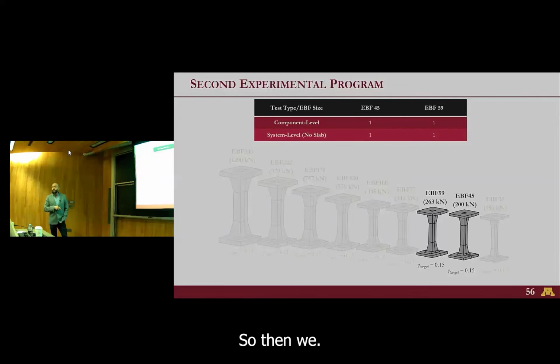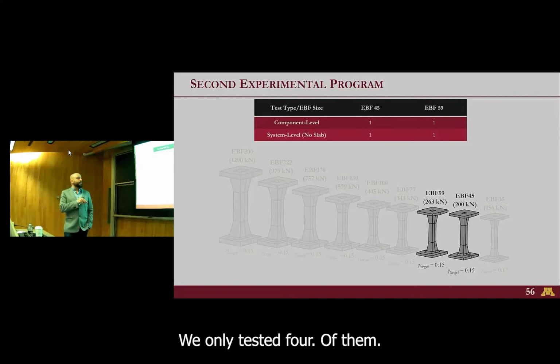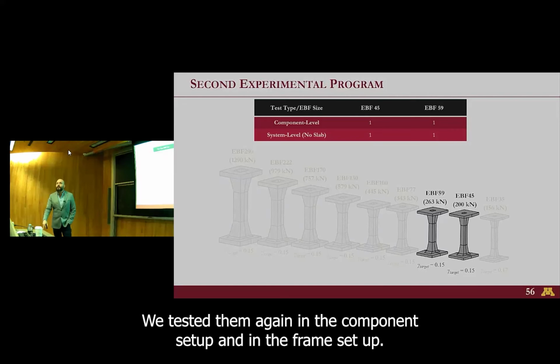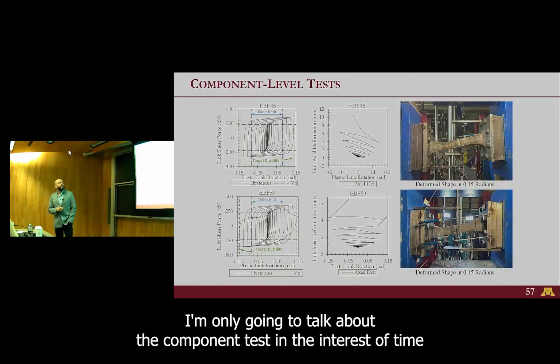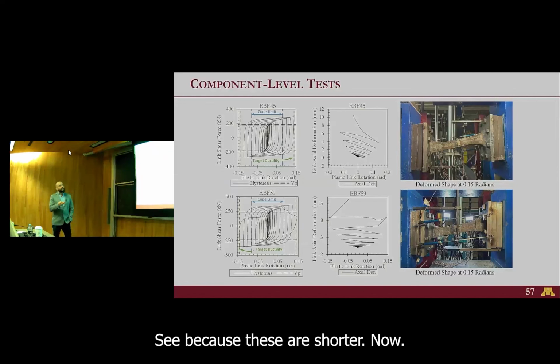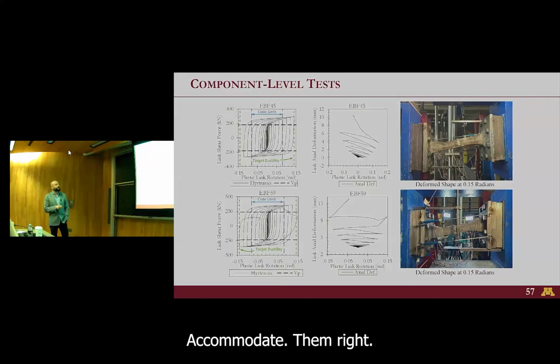Then we almost repeated the experimental program. This time around, we only tested 4 of them, so 2 of EBF 45 and 59. We tested them again in the component setup and in the frame setup. I'm only going to talk about the component test in the interest of time. And you can see, because these are shorter now, I had to use these very thick shim plates so that my setup would accommodate them, right? What I'm showing here is the hysteretic response, and I'm showing the target ductility that we aimed for in the design.